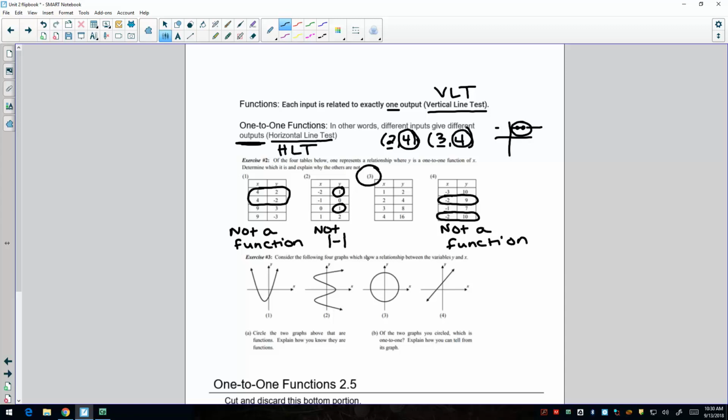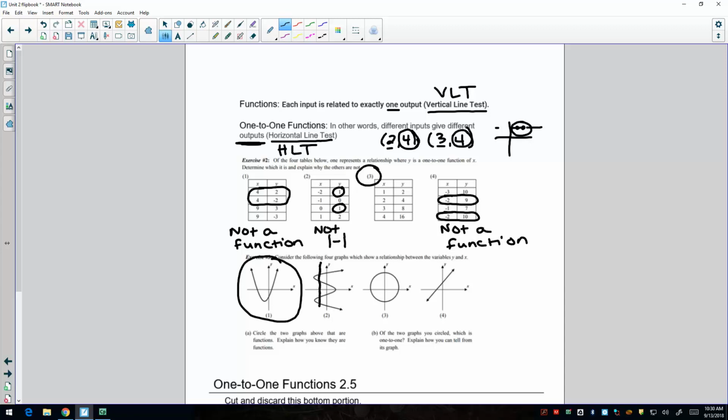Consider the following 4 graphs which show a relationship between the variables y and x. Circle the 2 graphs that are functions. Remember, to tell if it's a function, we use the vertical line test, the VLT. If you draw vertical lines anywhere on your graph, remember it has to pass the whole graph. Number 1 does pass. It is a function. Number 2 does not pass.